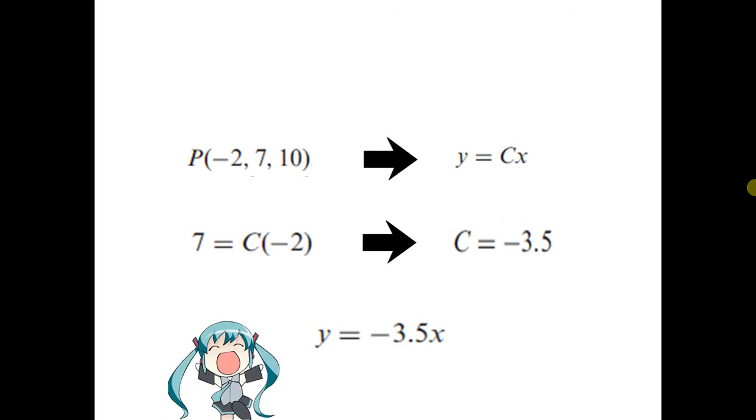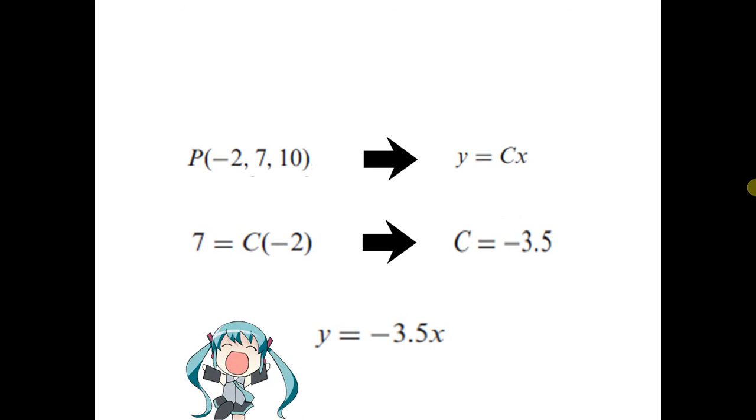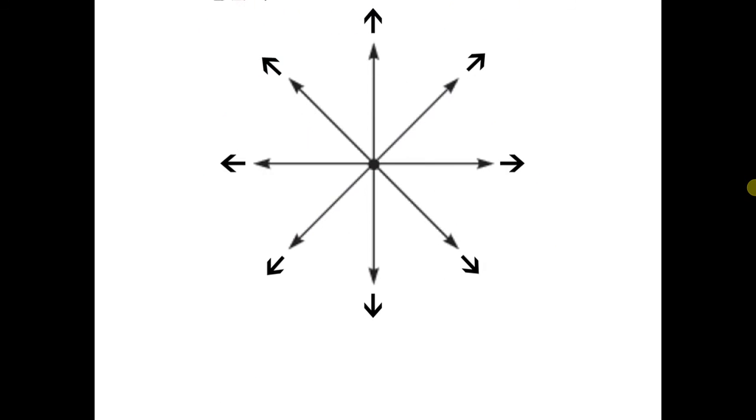Each streamline is associated with a specific value of c, and the radial lines shown in this figure are obtained when c equals 0, 1, negative 1, and 1 over c equals 0. The equations of streamlines may also be obtained directly in cylindrical or spherical coordinates.